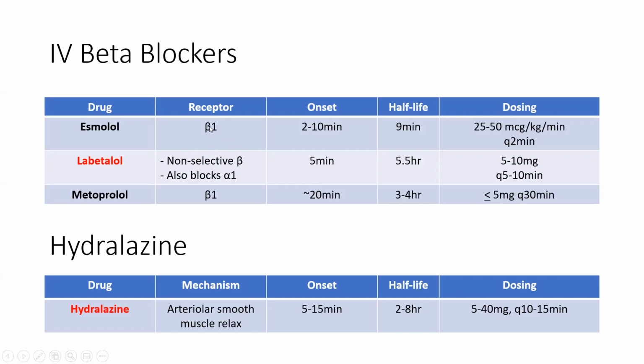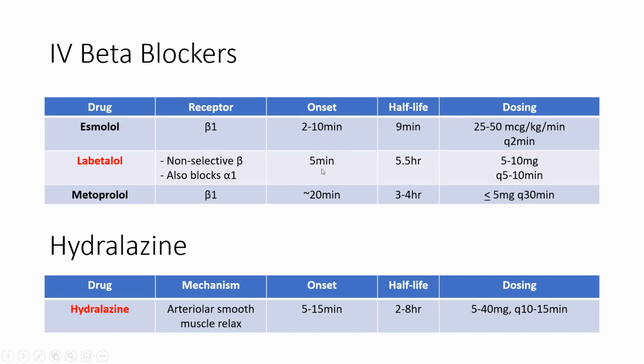Sometimes we do have the ability to use esmolol and metoprolol, but because their actions are more beta 1 oriented, that's going to mostly affect heart rate, and you don't always want to bring down a patient's heart rate, and they'll have less robust effects on pressure than labetalol will.